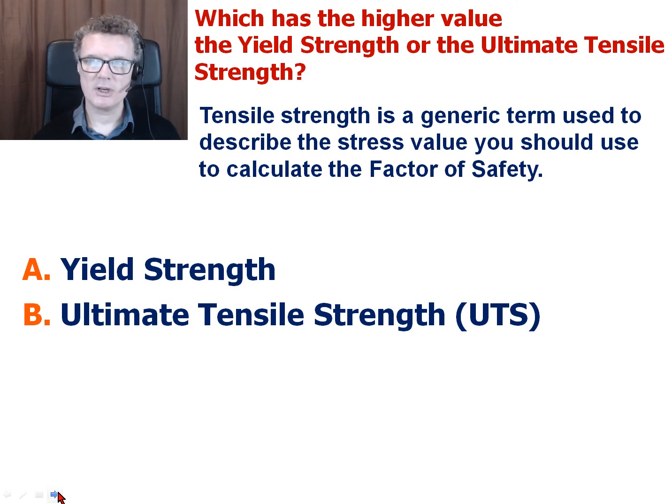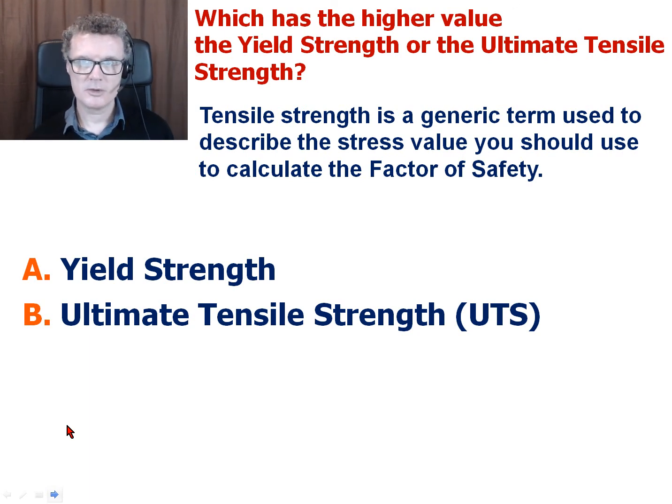We use that as a generic term which will refer to the stress value that we're going to use in our factor of safety. So the material will have a certain tensile strength, and that tensile strength value will either be yield strength or ultimate tensile strength. Different industries use different terms. Some of them might use yield strength to calculate your factor of safety. Some of them might use ultimate tensile strength to find the factor of safety.